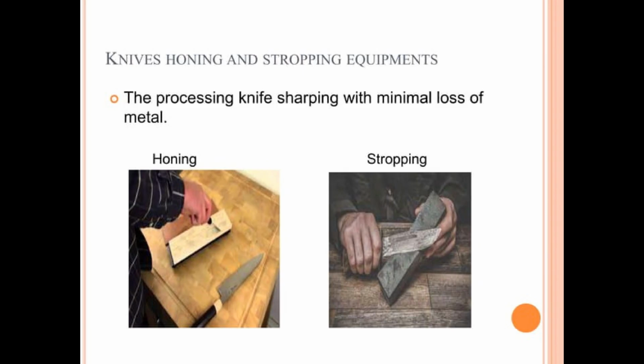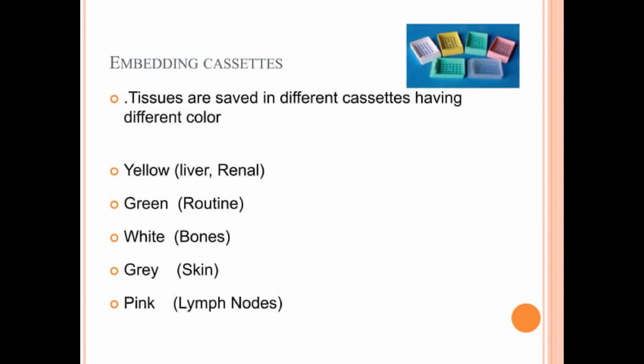What are knives, honing, and stropping equipment? Honing and stropping equipment are tools used to maintain and sharpen the blades of a microtome. A sharp blade is essential for cutting clean, precise tissue sections. Honing. This process involves grinding the blade on a sharpening stone to restore its edge. Stropping. After honing, stropping is done using a leather strap to polish the blade, removing any microscopic imperfections. Importance. A dull or damaged blade can tear the tissue instead of slicing it cleanly, compromising the quality of the slides.